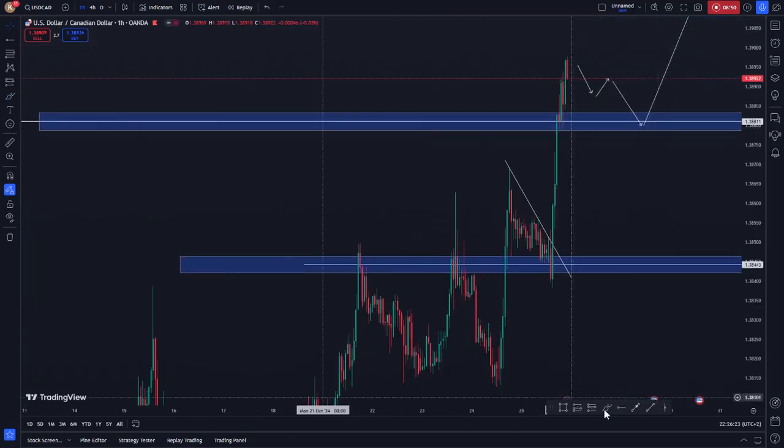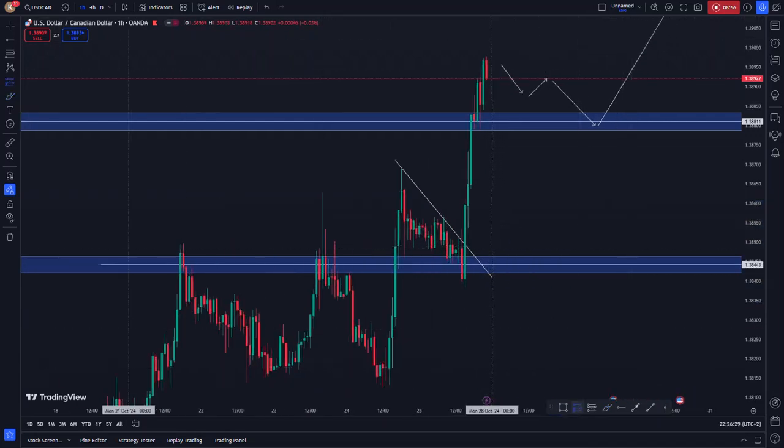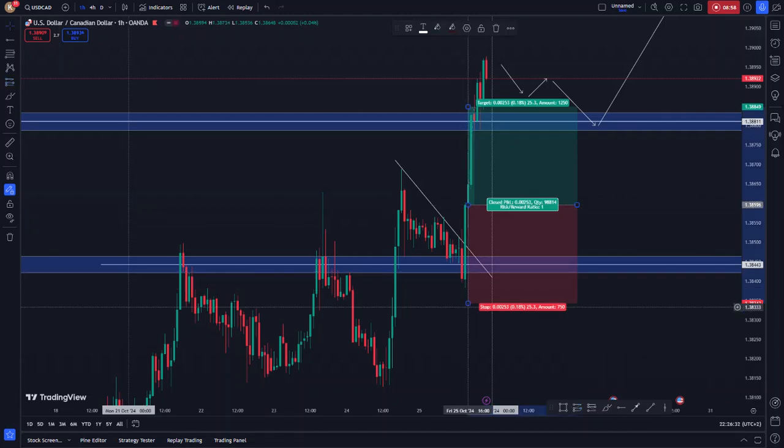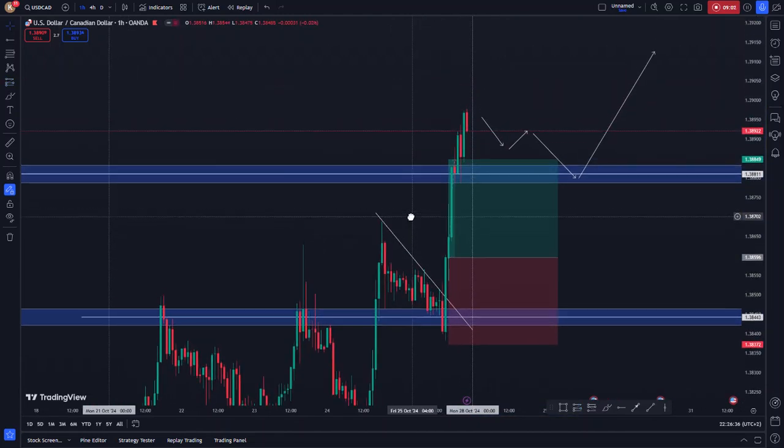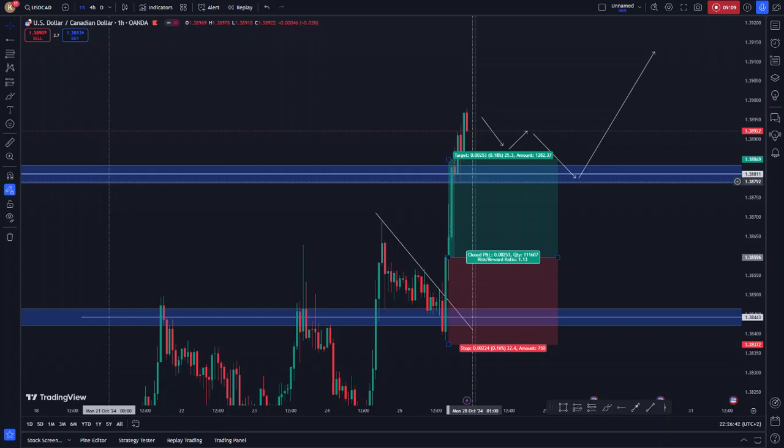Okay, now here we are. This was a clean setup. I missed it though. I didn't trade it, and the reason why I didn't take it is because I had some errands I needed to run, and when this setup happened, I wasn't even on my charts. I didn't have my phone with me and all of that.